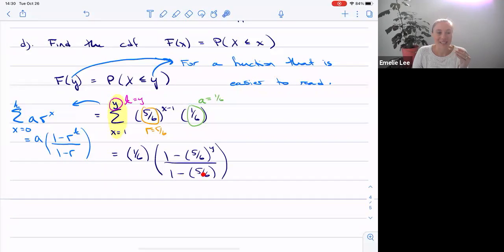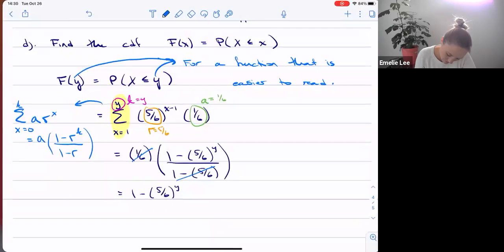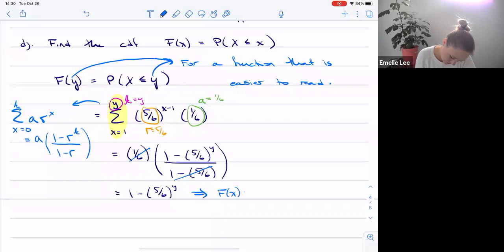One minus 5 over 6 is 1 over 6. 1 over 6 over 1 over 6 is going to cancel out. And so I'm just left with 1 minus 5 over 6 to the Y. And so that's the CDF up to some value Y. Now I could morph this back to some F of X, but that's just replacing the Y with an X: 1 minus 5 over 6 to the X. Good.